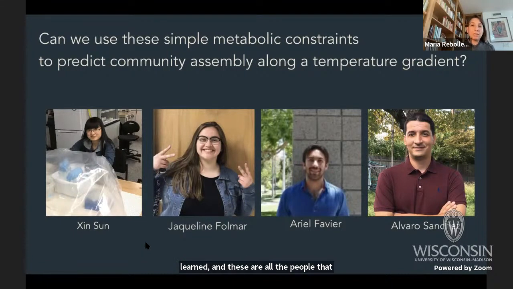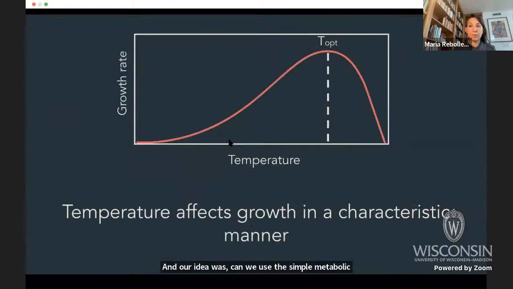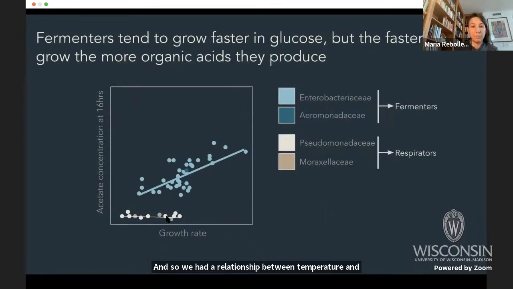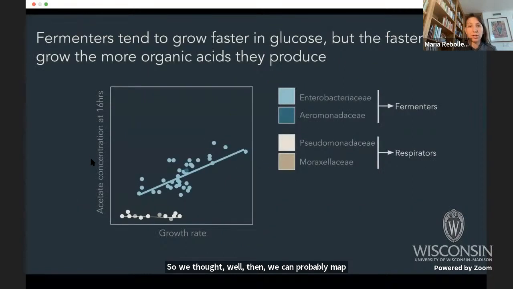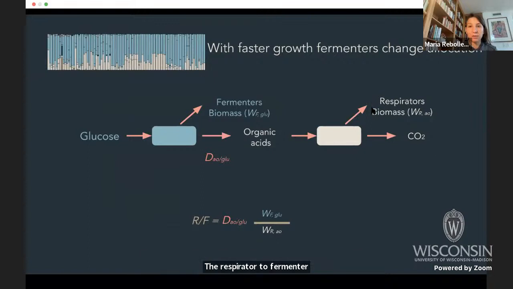Our idea was, can we use these simple metabolic constraints to predict community assembly along a temperature gradient? The reason we chose temperature is because temperature affects growth in a characteristic manner. As temperature increases, growth rate increases up to an optimum, and then growth rate decreases faster. And we also have a relationship between growth rate and acetate concentration. So we thought we can probably map temperature to acetate secretion and predict the respirator to fermenter ratio with the model that we had.